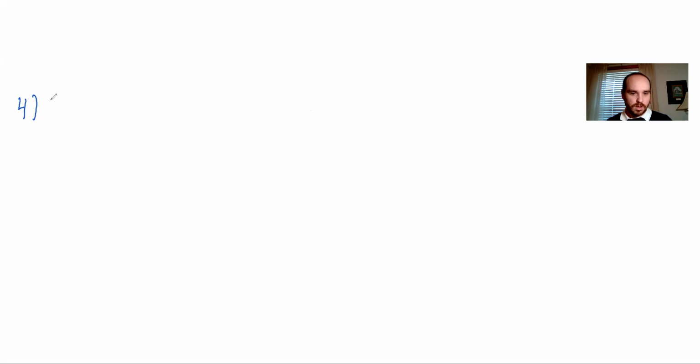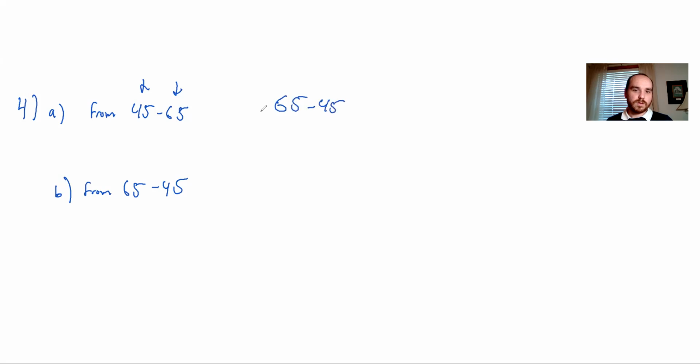Number 4. So this one actually people did fairly well on too. 4A was from 45 to 65. And then B was a percent change problem. So calculate the percent change from 45 to 65 and then from 65 to 45. The main thing was just remembering that the formula was second one minus the first one. So 65 minus 45 over, and then it was the first one. A couple of people got this backwards. You should have ended up with 44.44 repeating percent.